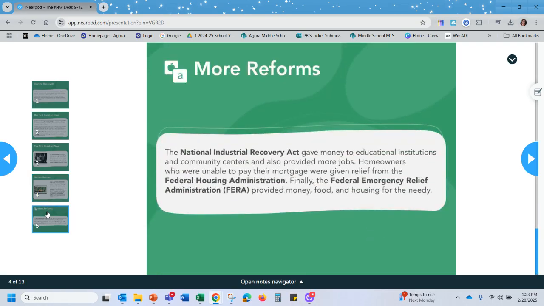More reforms. The National Industrial Recovery Act gave money to educational institutions and community centers and also provided more jobs. Homeowners who were unable to pay their mortgage were given relief from the Federal Housing Administration. Finally, the Federal Emergency Relief Administration, FERA, provided money, food, and housing for the needy.